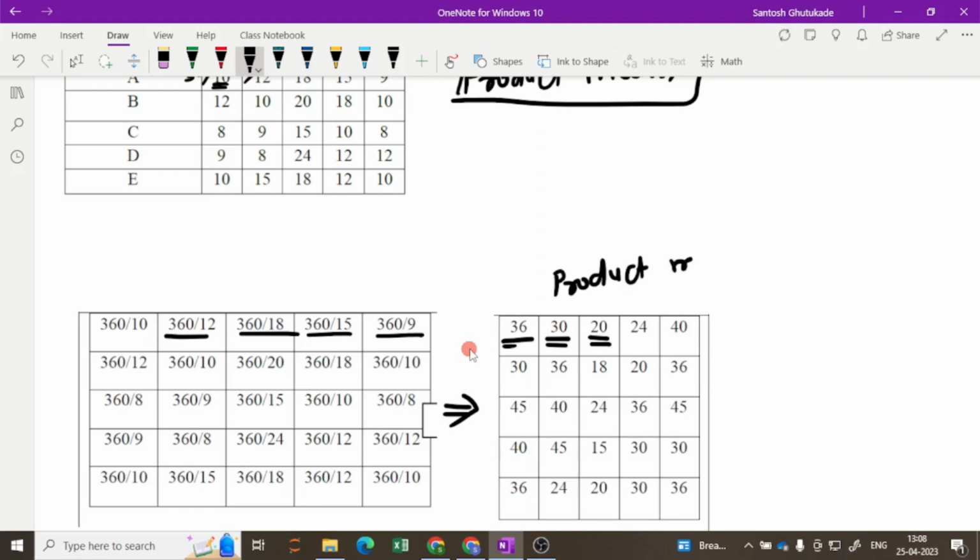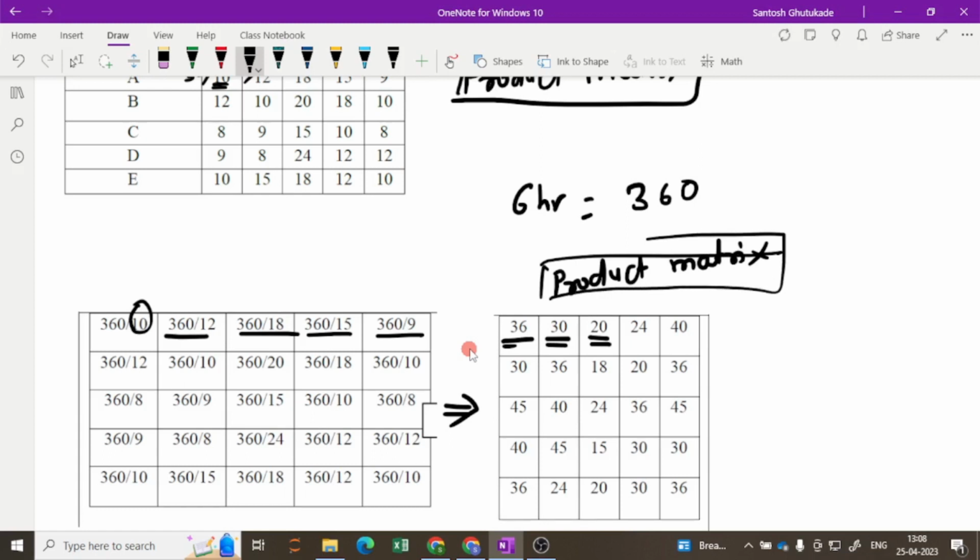So we have calculated the number of products produced in a given time, because we have 6 hours, which means 360 minutes. For each product 10 minutes are required, so from 360 minutes we can produce 36 products. This is the product matrix. So the first step is to find the product matrix. Now we have prepared this product matrix, and we have to find the total profit matrix.